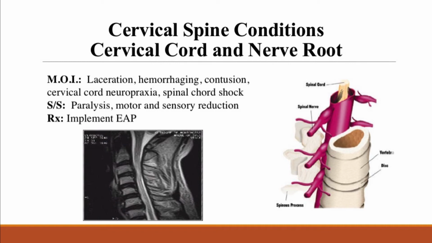Spinal cord injuries may be complete or incomplete. A complete lesion is when the spinal cord is totally severed and there is a complete loss of all movement and sensation below the level of the injury. An incomplete lesion is when a portion of the cord is injured and symptoms correlate with that area. Management is the same as for cervical fractures. Use extreme caution. Do not move the athlete and implement your emergency action plan.